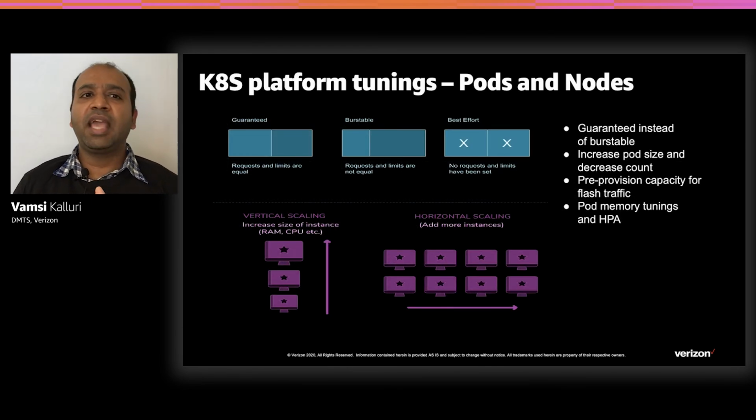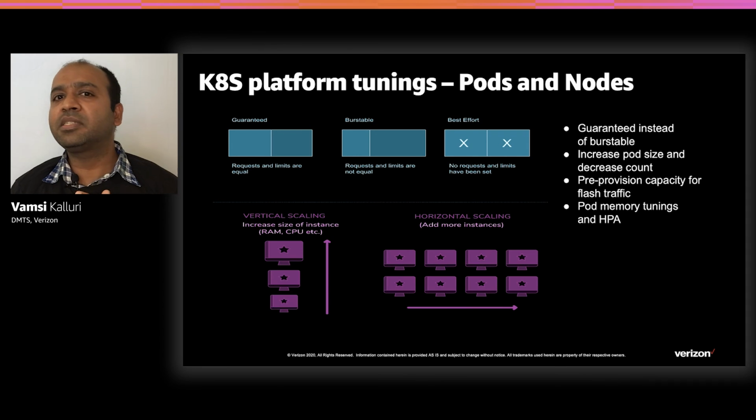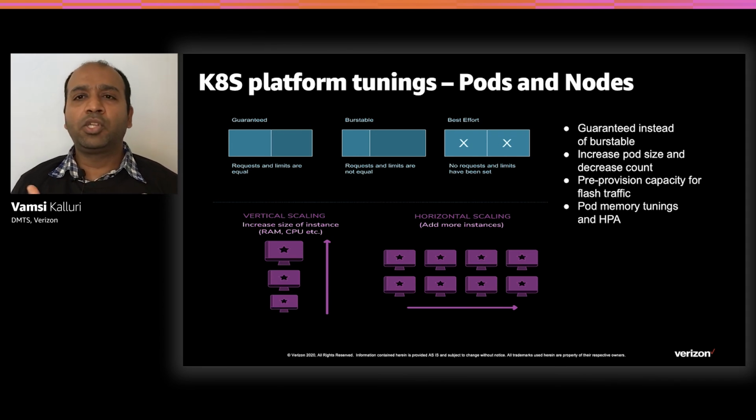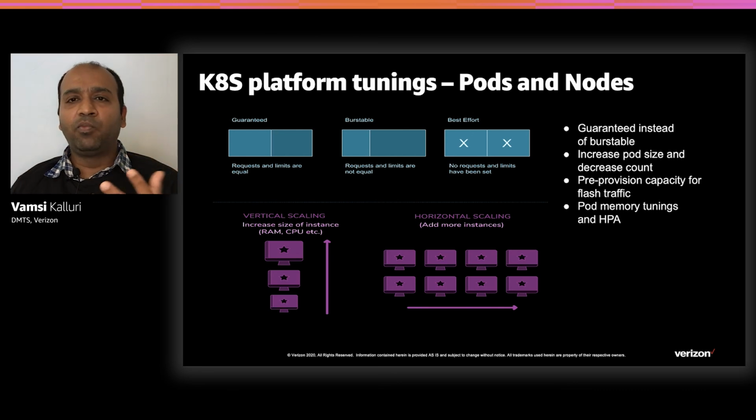As you can see, these are the available qualities of service that you could opt for your pods based on the workload requirements. We chose the guaranteed quality of service for our pods for better stability and based on our application workloads. Mainly we use this to remove the noisy neighbor scenario. We also pre-provisioned our nodes to handle additional capacity for the flash traffic that we usually encounter during device launches or retail seasons.